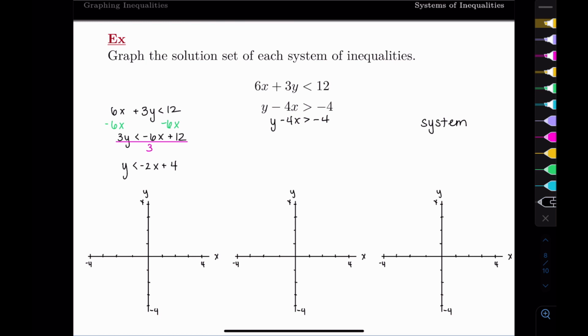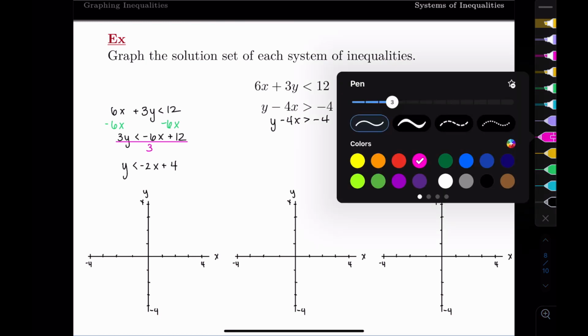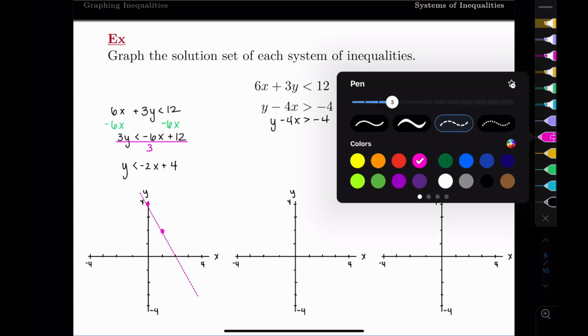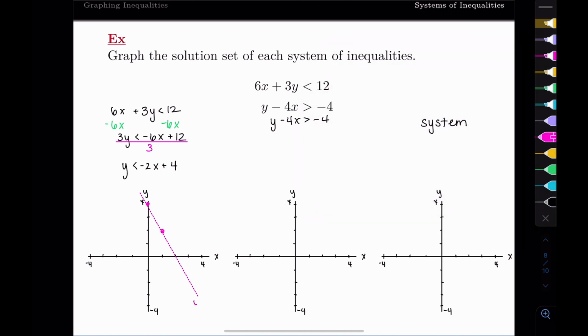Okay. So I've put it in slope-intercept form to make it a little bit simpler to graph. Because now I know my y-intercept is positive 4 and my slope is negative 2. So this means I go down 2 and over 1 to get another point right here. Okay. Connecting my two dots gives me my line here. So this is y equals negative 2x plus 4.